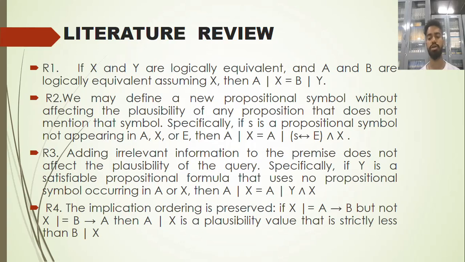The implication ordering is preserved if X is equal to A implies B, but not X is equal to B implies A, then the plausibility value of A is strictly less than B. Where in the above condition, A implies B, where A is equal to X, then B implies A is equal to X. If the X plausibility is strictly lesser in value, when the condition is not satisfied, where X is equal to A, B, but not B where X is equal to B implies A. If this condition is not satisfied, then the plausibility value of A is strictly less than B.